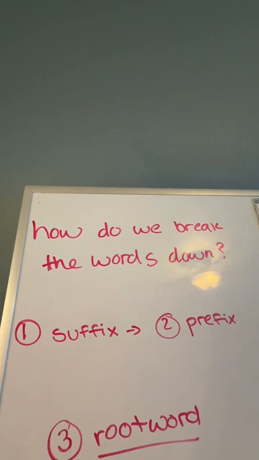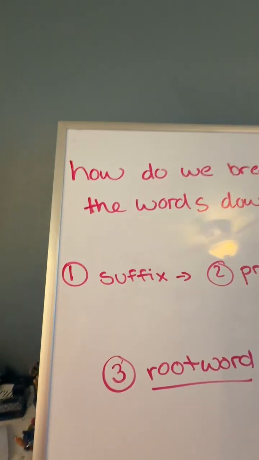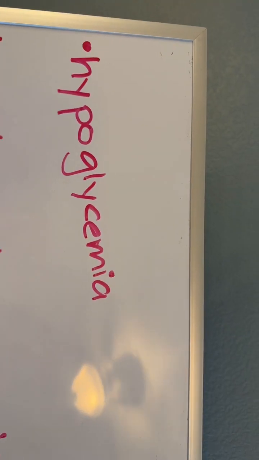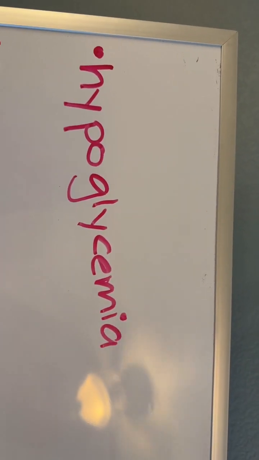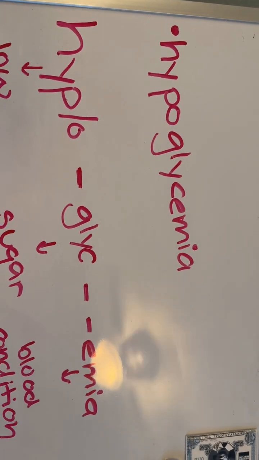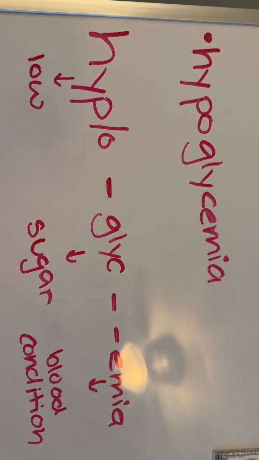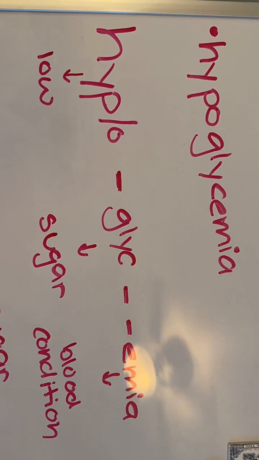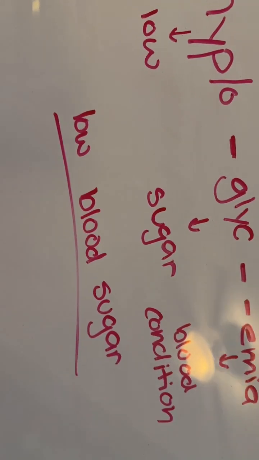Now that we know how to build these words, how do we break the words down so we can understand them better? We can start with identifying the suffix, and then the prefix, and then ending in the root word. Let's do a few examples. To start, let's do hypoglycemia. We can break this word down into hypo, glyc, and emia. Hypo meaning below, glyc meaning sugar, as in glycolysis or glucose, and emia, which means a blood condition, like leukemia, which is blood cancer. If you put these words together, you get low blood sugar.